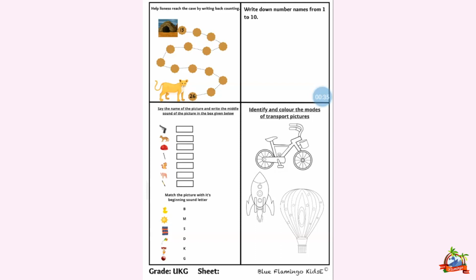The question says, help Linus reach the cave by writing back counting. In this question you have to write back counting. उल्टी गिनती write करनी है, back counting. और क्या करना है, Linus means female lion. आप lion तो जानते हो, L for lion.